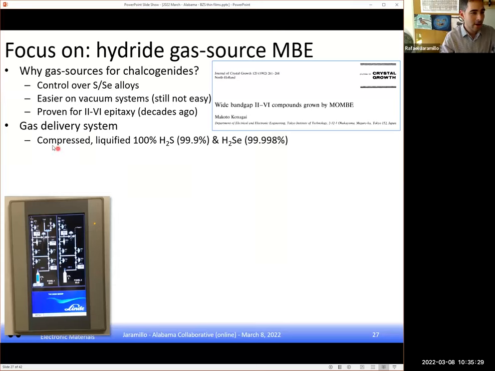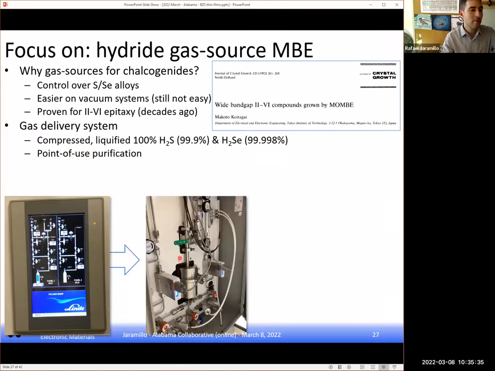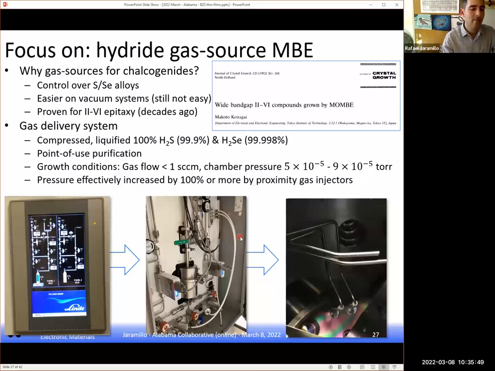So we have compressed liquefied 100% hydrogen sulfide and 100% hydrogen selenide. We have point of use purification. That turns out to be really important. If anyone's thinking about getting into this, please contact me and I'll send you more information. I'll send you a lot of information that you will actually need, not more information than you ever need to know.